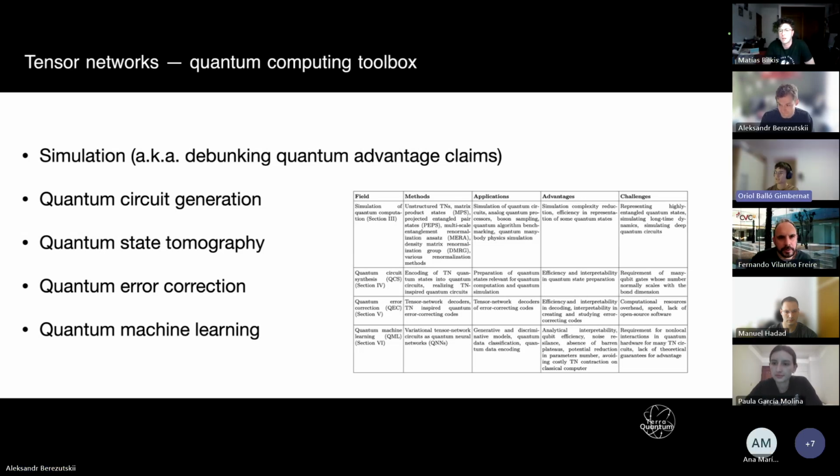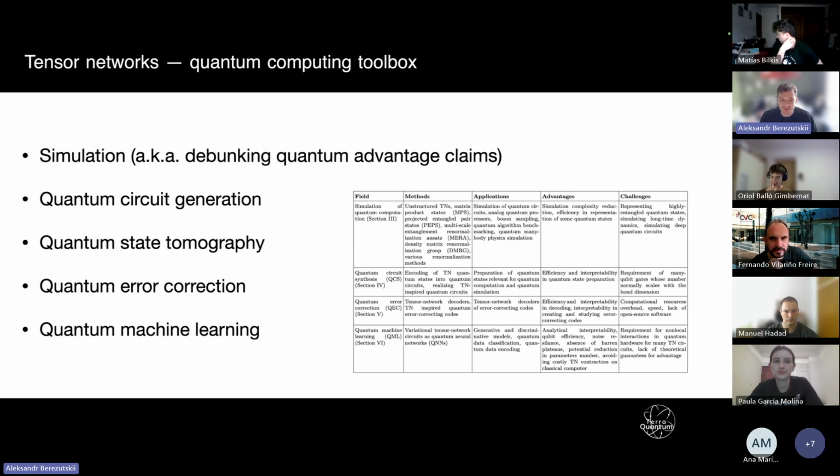I have another question. Maybe it's a bit dumb, but how do you use tensor networks for quantum state tomography? I will not answer the technical details because I don't know. I haven't used them myself.